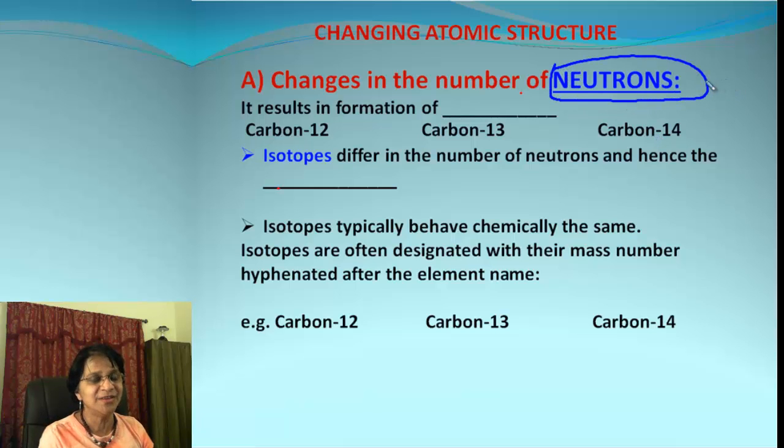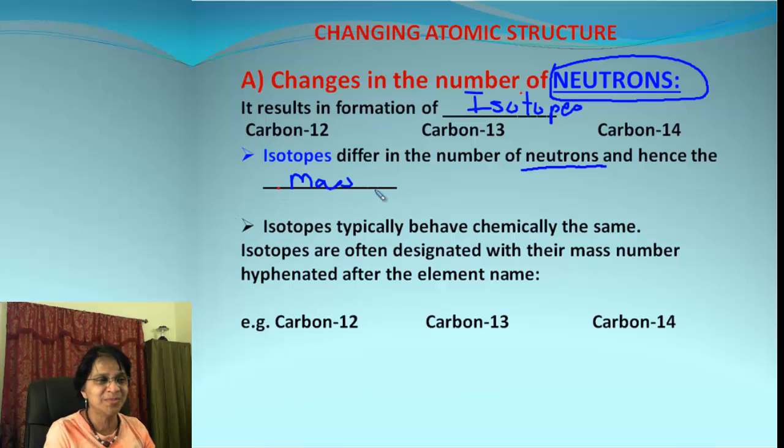And what do we get? If we change the number of neutrons, we end up getting substances which we call isotopes. And this is an example of isotopes: carbon 12, carbon 13, carbon 14. The 12, 13 and 14 is nothing but the mass number. So what are isotopes? They differ in the number of neutrons and therefore the mass number is also different for them. In general, isotopes behave chemically almost the same.